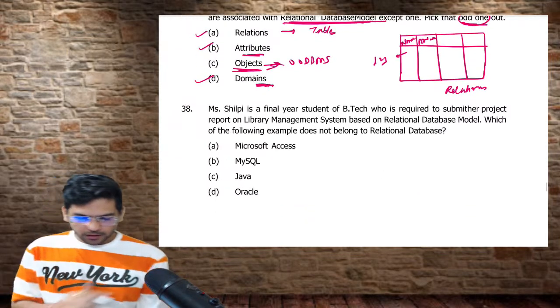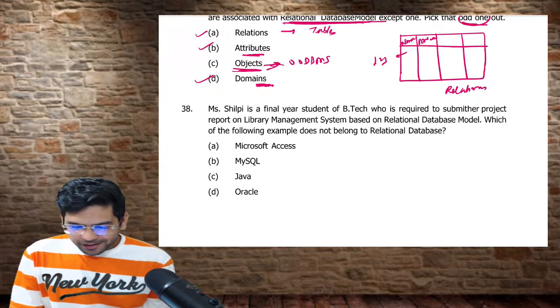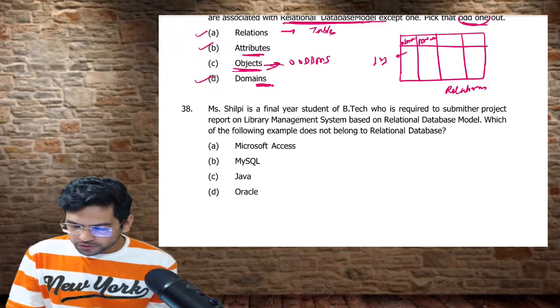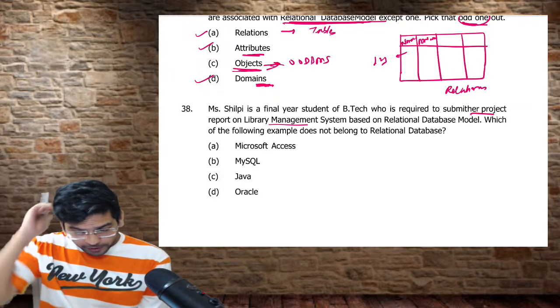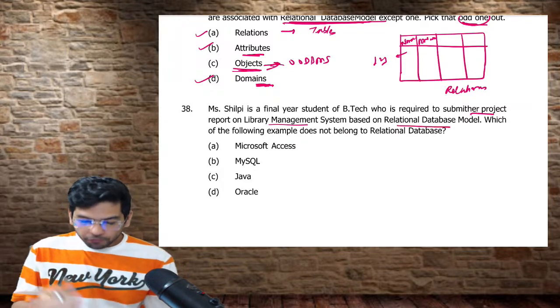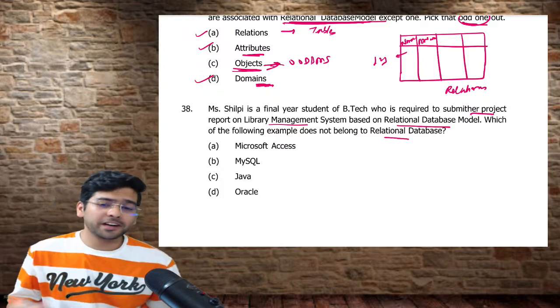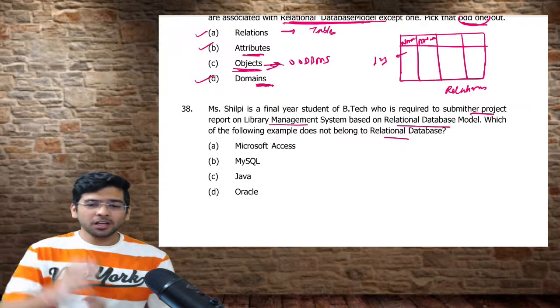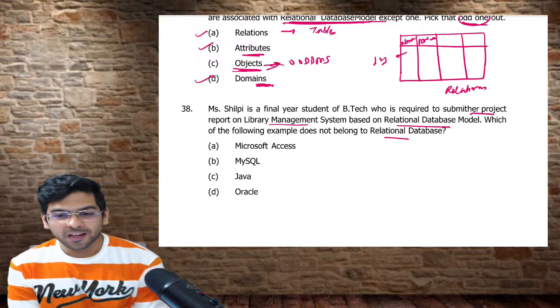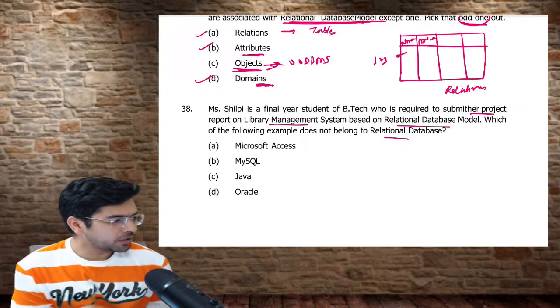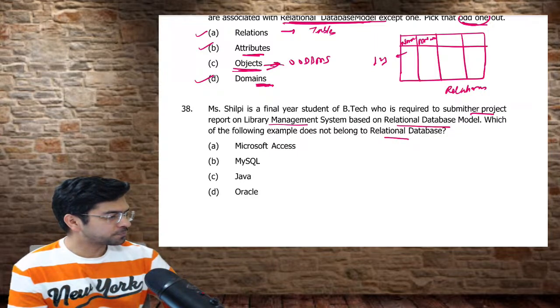Next, Miss Shilpi is a final year student of BTech who is required to submit her project report on library management systems based on, again, relational database model. Which of the following does not belong to relational database? So it's a very simple question. Which out of these four options is not a part of relational database model? I want the answers, guys. I want answers from you.